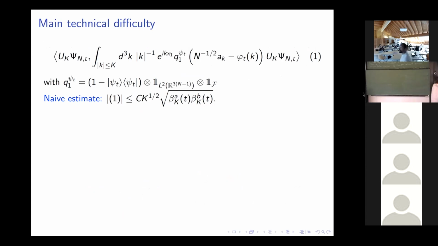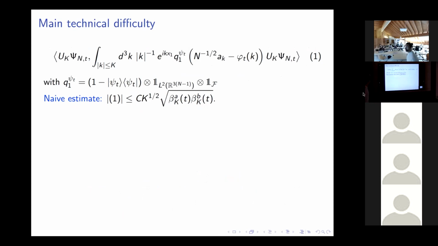And here, since one has the projector onto the orthogonal complement of the condensate wave function, one can interpret this. Just stay on the other side of it because of the camera. Where it's jumping. If you want to point, it's better if you point.